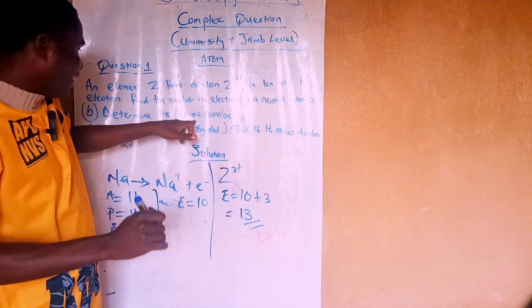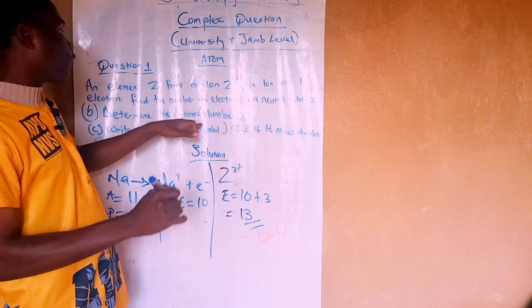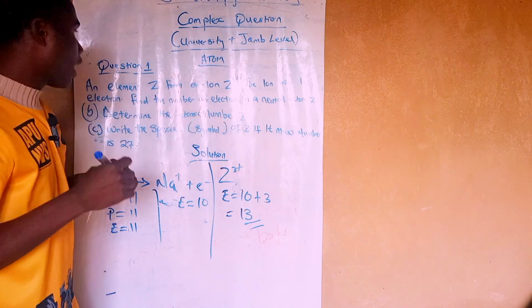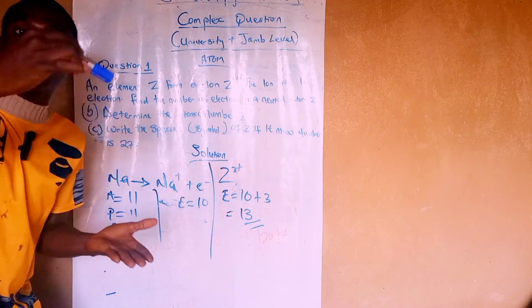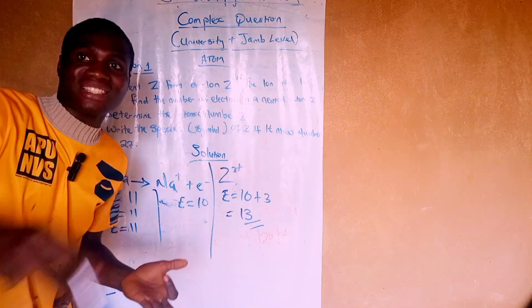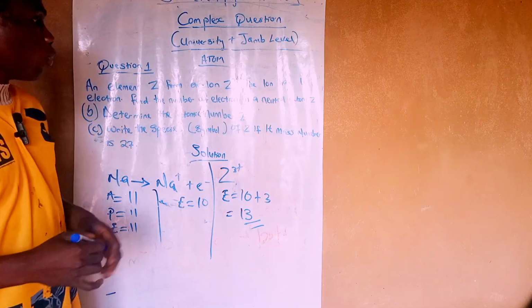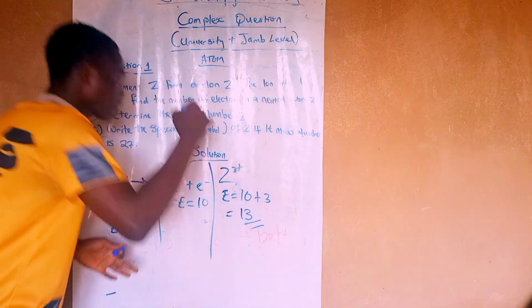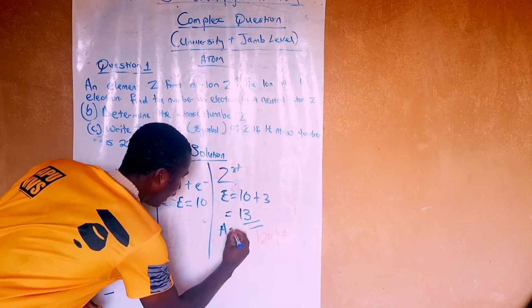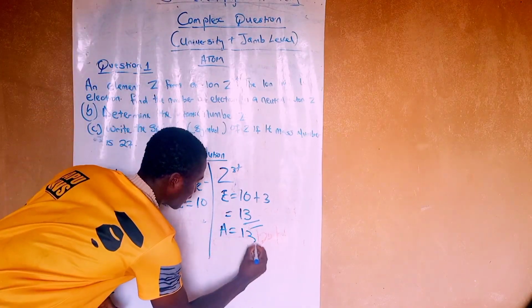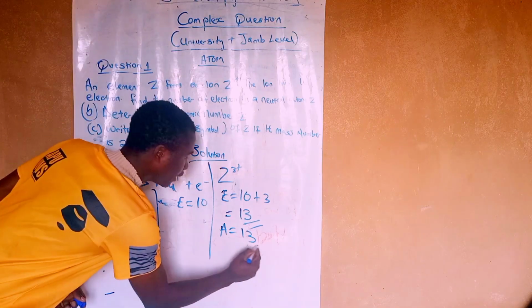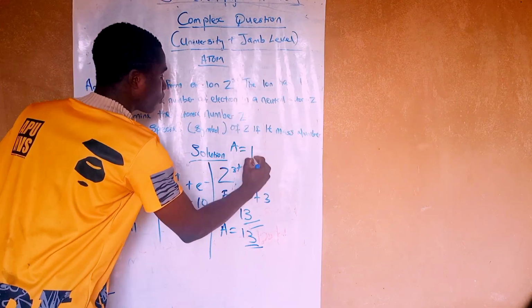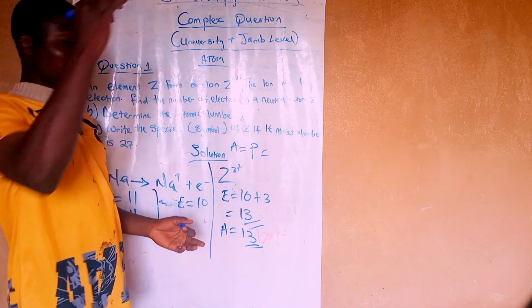Because they are asking for the atomic number when Z is a neutral atom. We know that the atomic number is the same thing as the number of protons, and still the same thing as the number of electrons. So when it comes to neutral atoms, the atomic number here is 13, because in a neutral atom, the number of protons, our atomic number, is the same as the number of electrons.